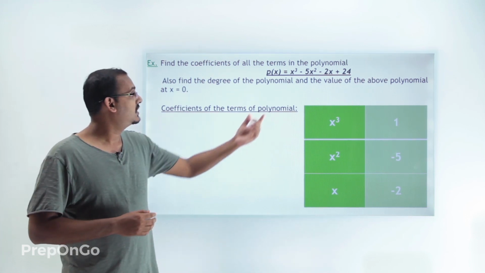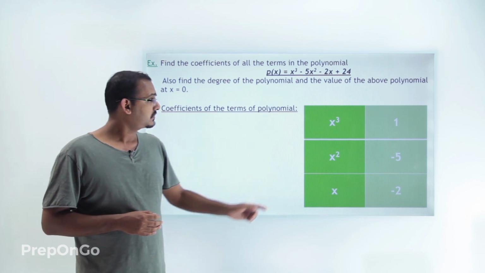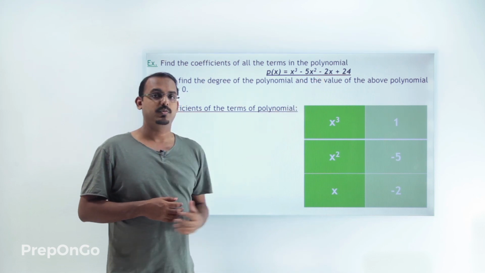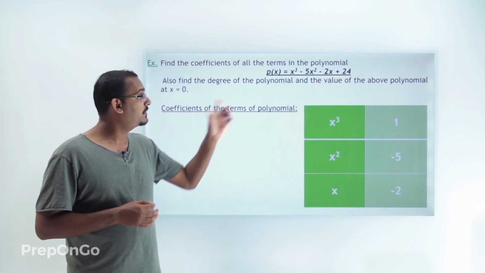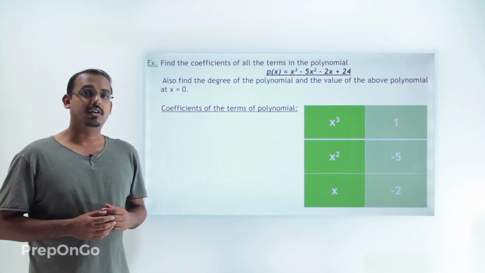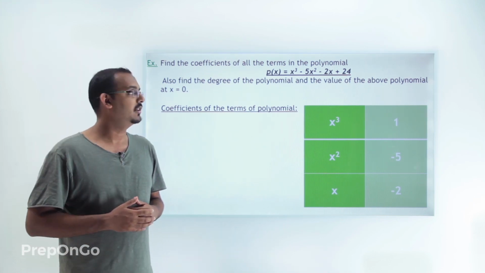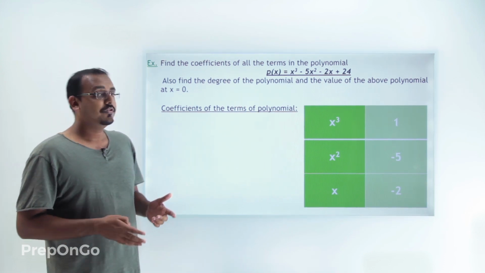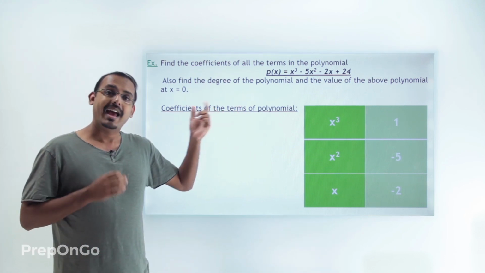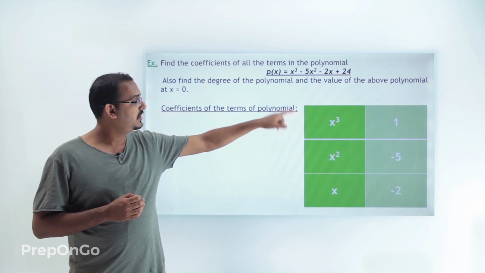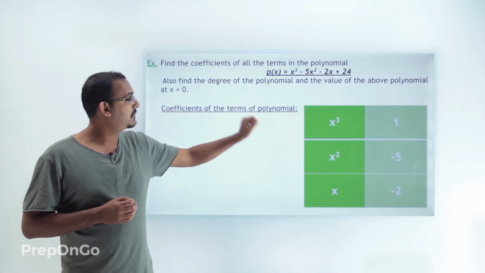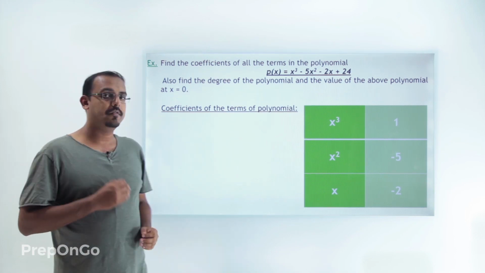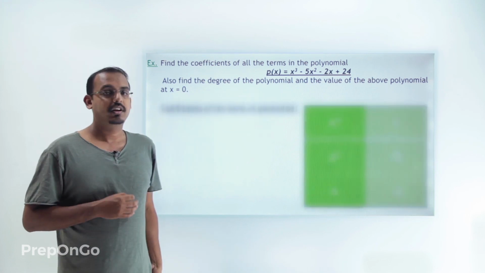In the third term, which is minus 2x, the variable is x, and the coefficient of the variable is minus 2. So in the third term, the coefficient is minus 2. Now the fourth term is actually a constant term. There is no variable in that particular term, so there is no coefficient for that term. So of the 4 terms, 3 terms have a coefficient. X cube has the coefficient 1, minus 5x square has the coefficient minus 5 and the term minus 2x has the coefficient minus 2. So this is how we find the coefficients of all the terms of a given polynomial.